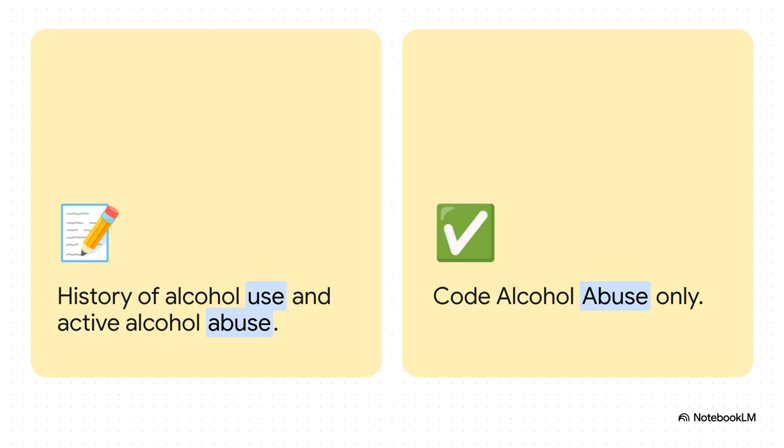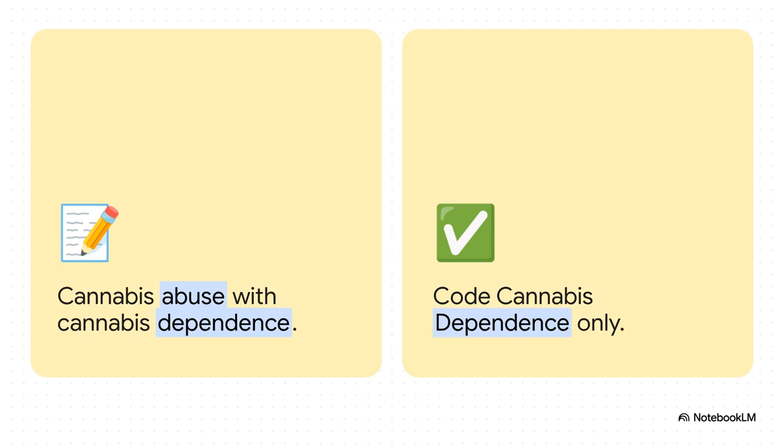You just drop the redundant lower tier term completely. Your perfect compliant resolution, code alcohol abuse only. That's F10.10. All right, let's try example B.